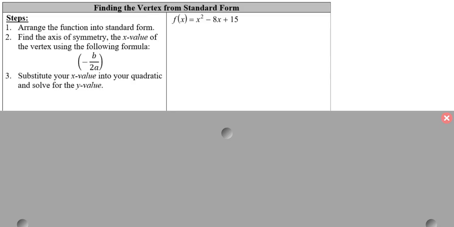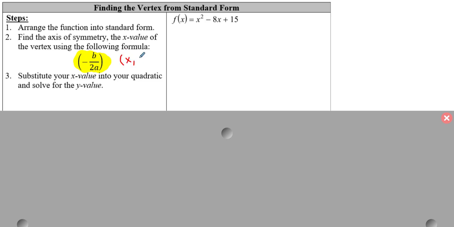So let's check out how to find the vertex when we are given standard form. I gave you a couple steps right here, and yes, there is a little formula for you to remember. We call it negative b over 2a. The first thing is always make sure you're in standard form. Then this formula gives us the axis of symmetry. And remember, that axis of symmetry is the x value of your vertex. So let's trace back to remember when we first learned function notation.